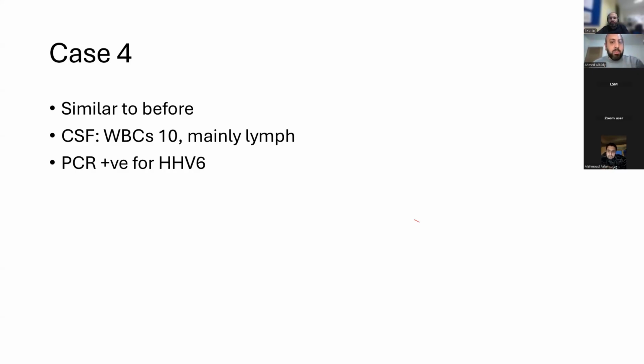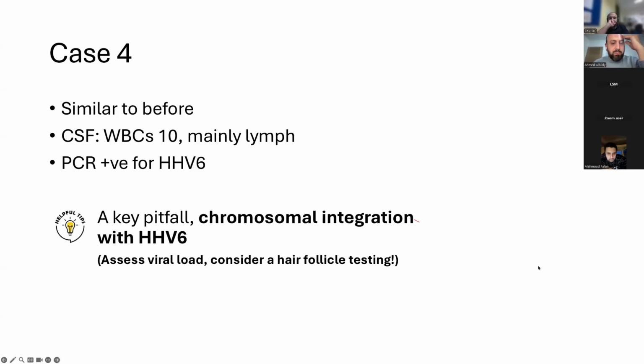It's more common in immune compromised children, like on chemotherapies and so on. In a previously normal child, extremely rare. So always be careful about this. As a key pitfall, as I say here, chromosomal integration is a phenomenon that happens with HHV6. That I said, assess viral load.